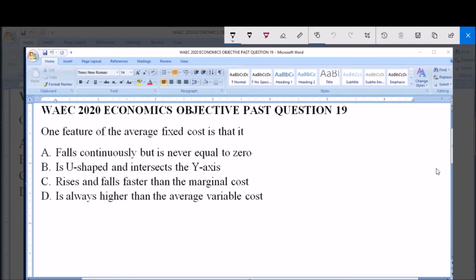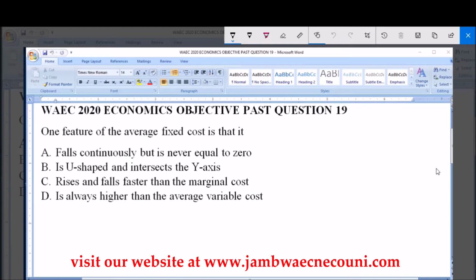One feature of the average fixed cost is that it: A. Falls continuously but is never equal to 0. B. Is U-shaped and intersects the y-axis. C. Rises and falls faster than the marginal cost. D. Is always higher than the average variable cost.